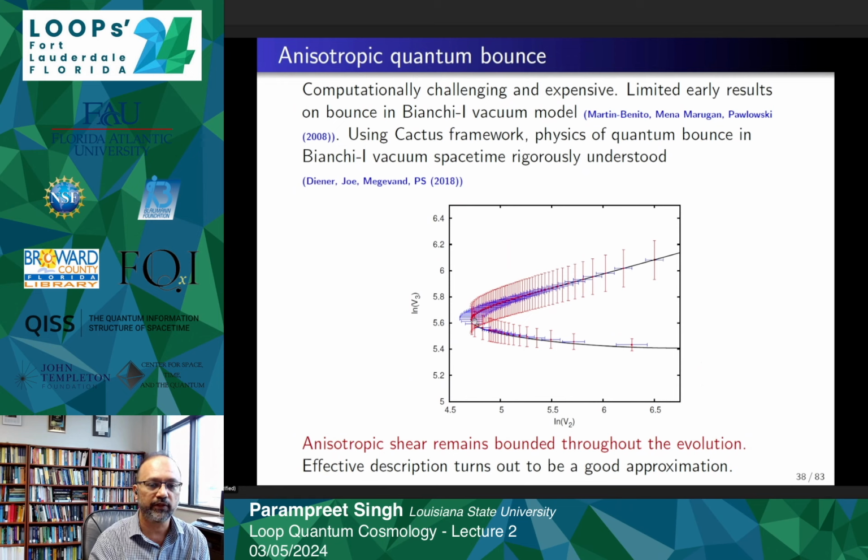If this was classical theory, this would have gone into a Big Bang or Big Crunch. One also finds that an isotropic shear remains bounded throughout the evolution, and the effective description turns out to be a beautiful approximation in the anisotropic models. That is why you can believe in effective description so much and then use it for phenomenological purposes.